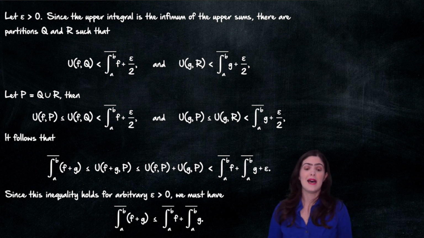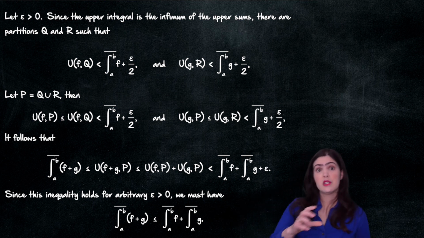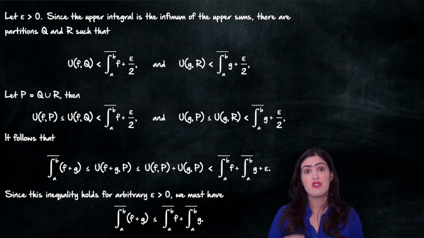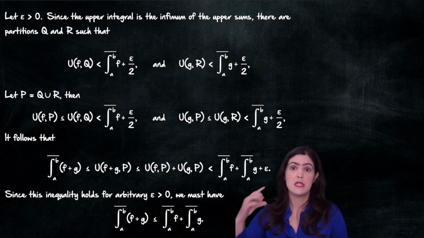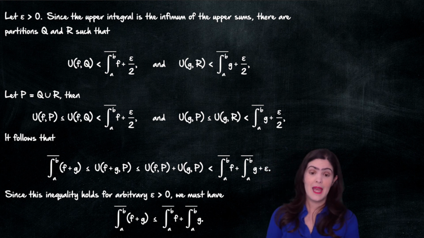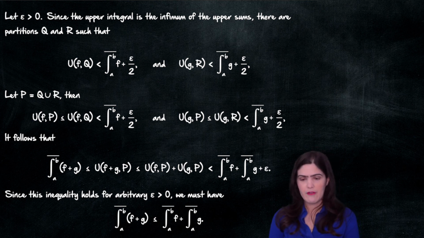So this tells me then that the upper integral for f plus g is less than or equal to the upper integral of f plus the upper integral of g. And that completes the proof of the lemma. Okay, this was a long proof, but it will pay off.